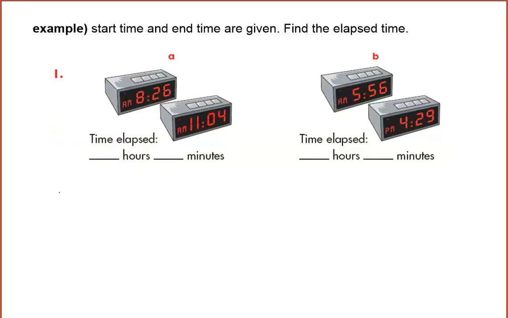So I write down like this, 11. So the hour is 11 and the minute is 04 minus 8:26. And then I start to do the subtraction. I cannot take 6 out of 4, therefore I need to take from the tens. Here we have no tens, so I go to the hour.